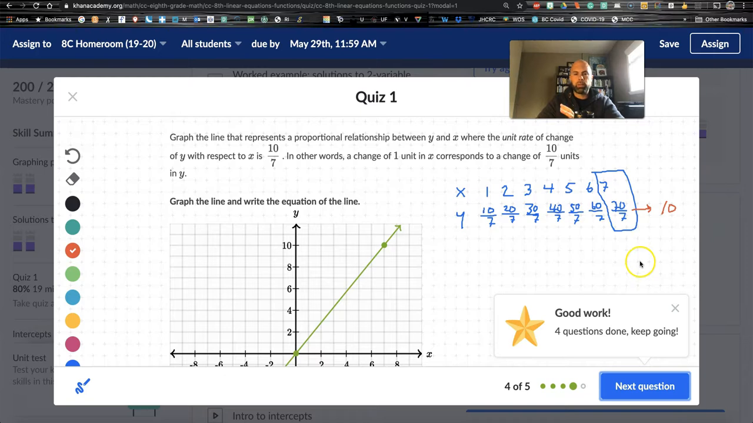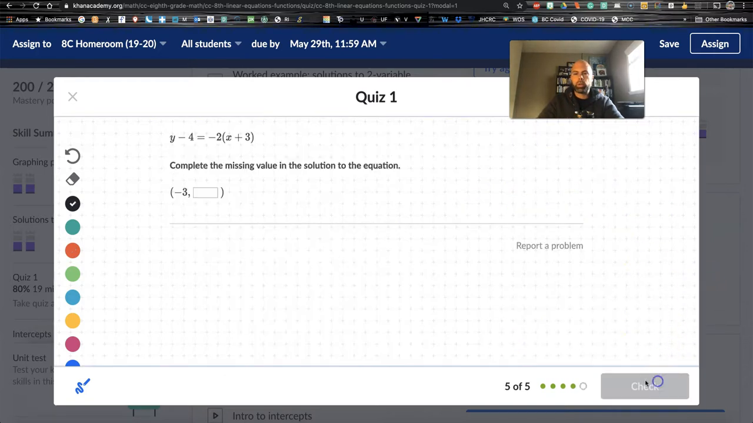I just wanted to be really careful that I'm not making any false assumptions. Last question. Complete the missing value in the solution to the equation. No problem. So -3 is x. What is y, right? Now this equation looks really scary, but it's not too bad.